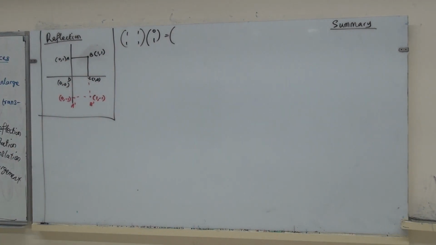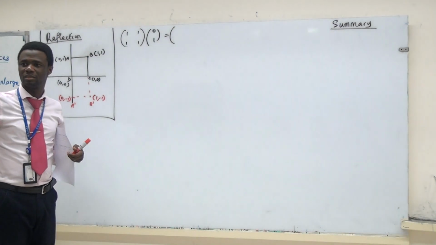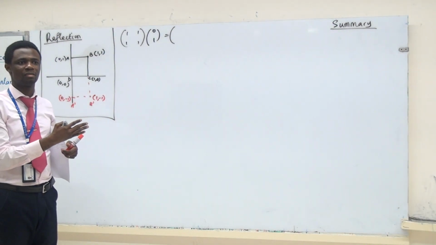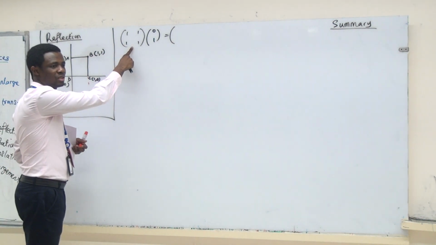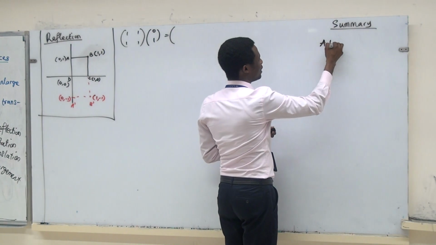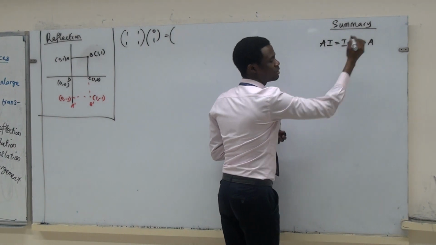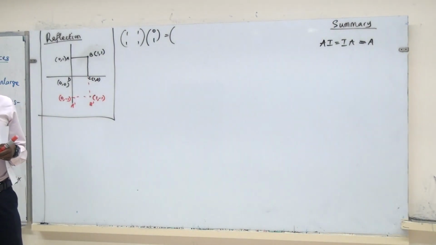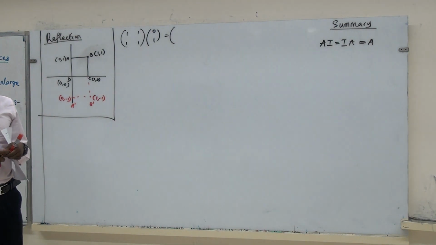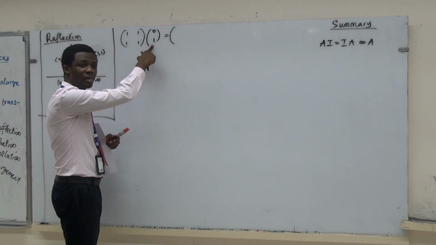What do you think will happen if you multiply it by the identity matrix? Say that again. Why did you say that? The identity matrix should make the numbers stay. Did you hear what he's saying? Yeah. You don't even need to multiply. Because being an identity matrix, remember this principle? AI equals IA equals what? A. Identity matrix does not change it. It enables it to retain its identity. So if you multiply this, you must get this back.